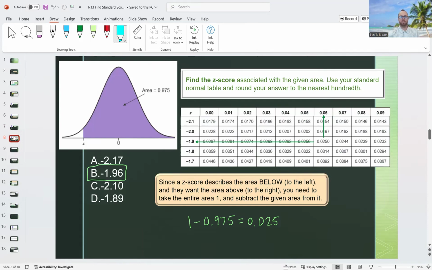Okay, well, here's the thought process. Since a Z-score describes the area below to the left, and they want the area above to the right, we need to take the entire area we know as 1, which is the decimal version of 100% of the area, and subtract the given area from it. Because if we take this entire space and we subtract 0.975, we'll be left with the little bitty area we see right there. So we subtract it, we find that area, and they wanted Z-score.